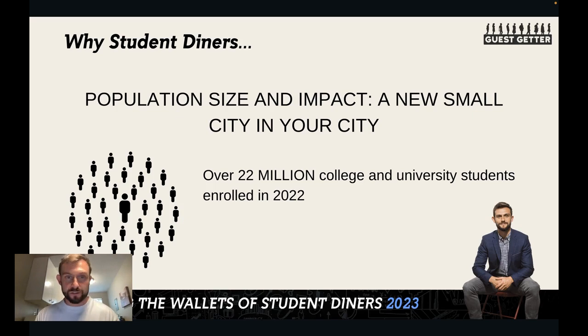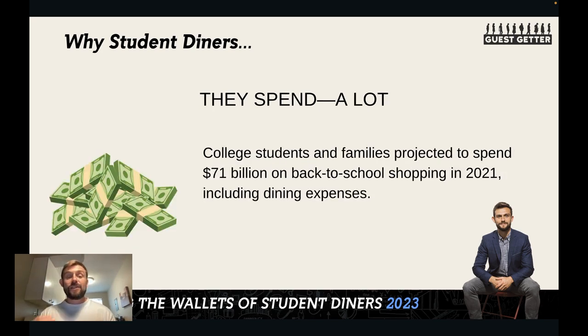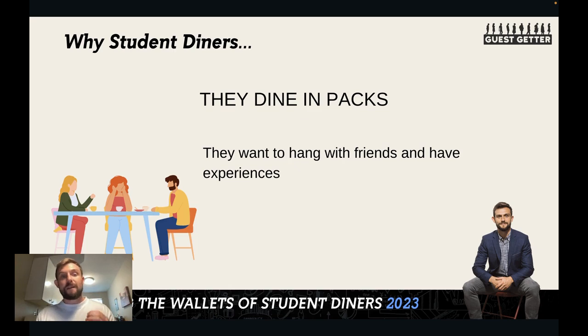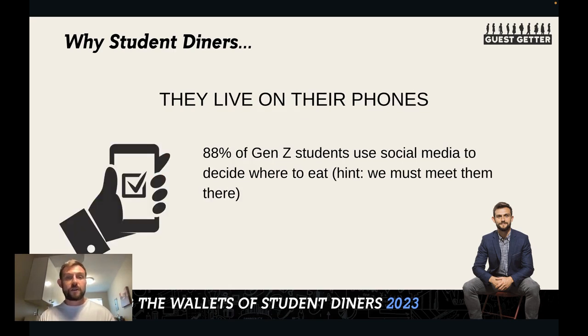Here are a few compelling reasons, okay? The population size and impact. The student bodies that come to many cities is like a new small city in your city. There are over 22 million college and university students enrolled in 2022. These folks spend a lot. College students and families were projected to spend $71 billion on back-to-school shopping in 2021, including dining expenses. They eat out more than most people because they're busy and they're social, which is very good for your restaurant. They often dine in packs. They want to hang out with their friends and have experiences.